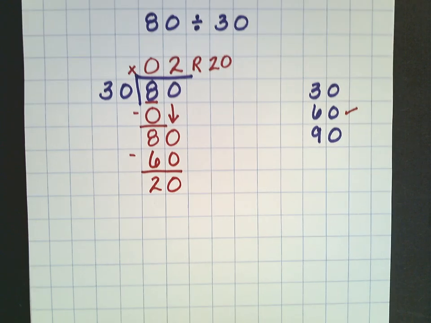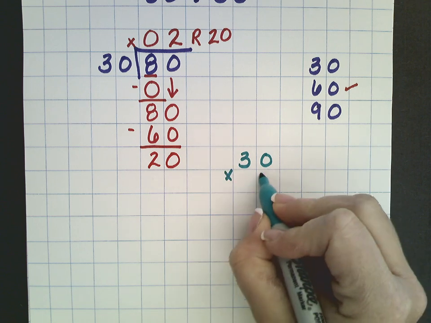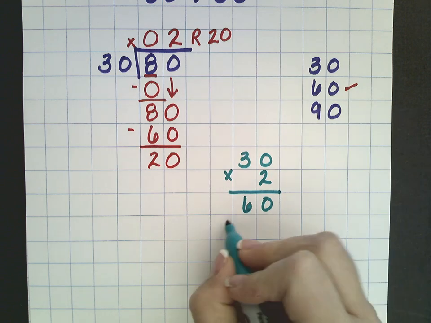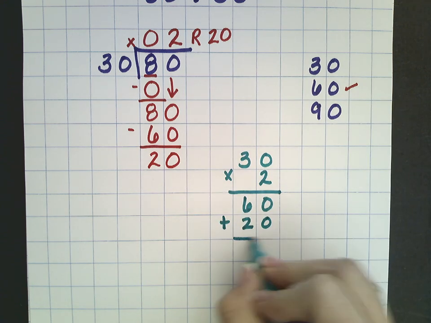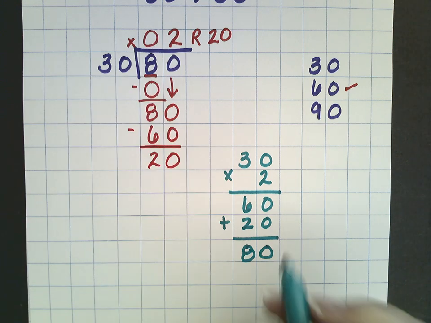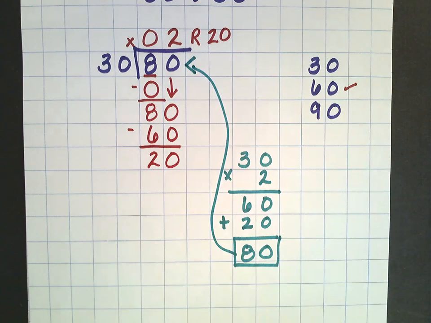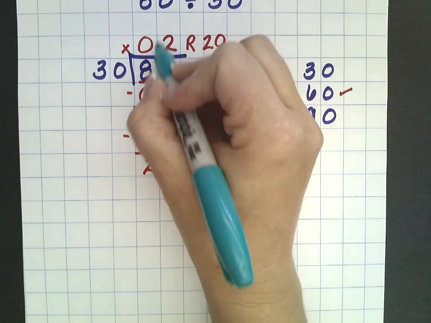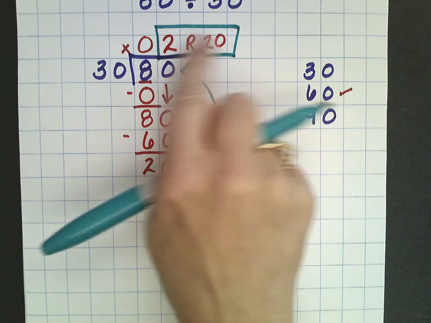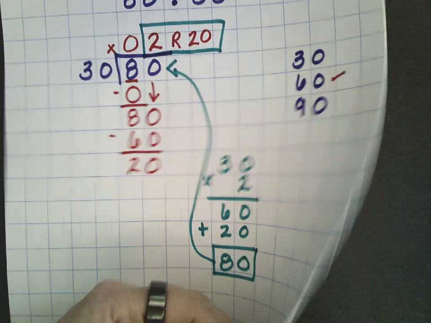So I'm going to come over to the side below, and I'm going to do 30 times 2, which is 60. And then we add on that remainder, plus 20. And you will know your division was correct if this matches your dividend. So our final quotient is 2 remainder 20. You don't need that front 0. All right, let's try another one.